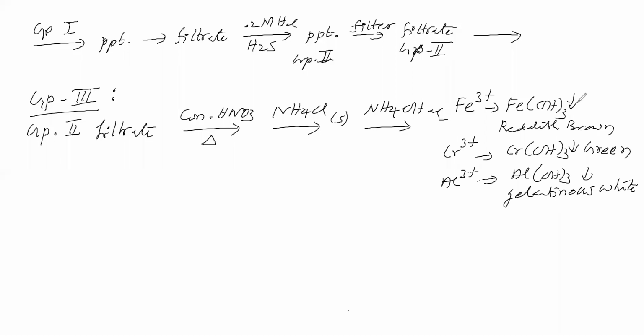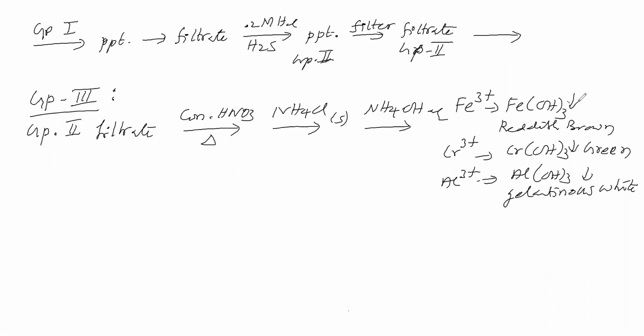Gelatinous white precipitate means gelatinous in the sense that it is just like a paste. The white precipitate is just like a paste. It is not hard. Like a gel, we say, a gelatinous white precipitate.